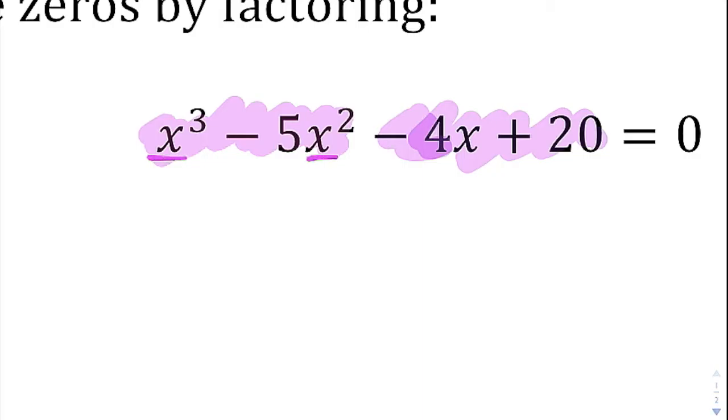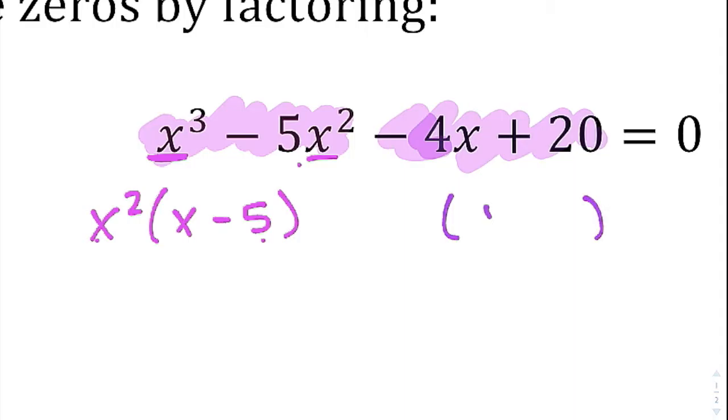I don't see coefficients, but I can at least take out an x squared of every term, and that will leave me with x minus 5, because recall x squared times x will give me that x cubed, x squared times negative 5 will give me that negative 5x. We're reverse distributing. Now, our best hope of factoring is to make sure we can take an x minus 5 out of the second term. And so since that is my hope, I'll start there.